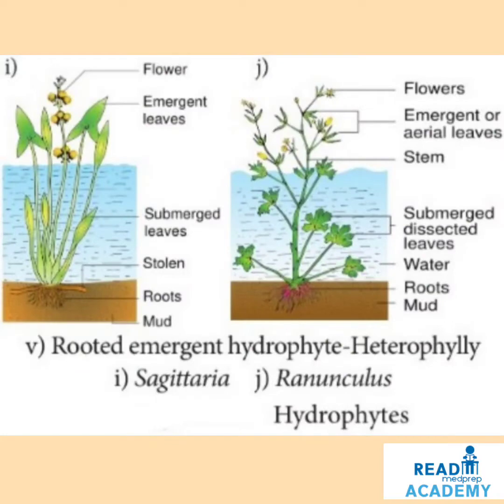In this image on the left side you can see the Sagittaria with the flowers emerging above the surface of the water and the emergent leaves above the surface of the water, and the submerged leaves are present within the water, and the plant is fixed to the soil or the mud by the stolon and the roots. On the right side, you can see the Ranunculus with the flowers emerging outside the surface of the water and the emergent aerial leaves which are very small, and below you can see the submerged dissected leaves in the water, and the plant is fixed to the soil by the roots.